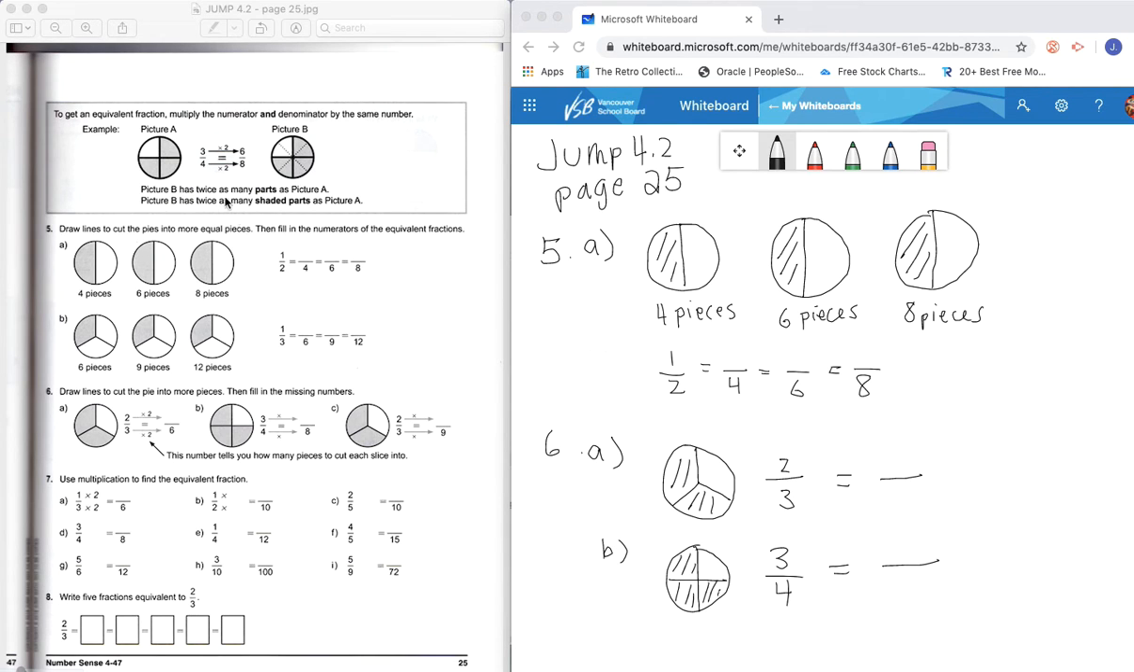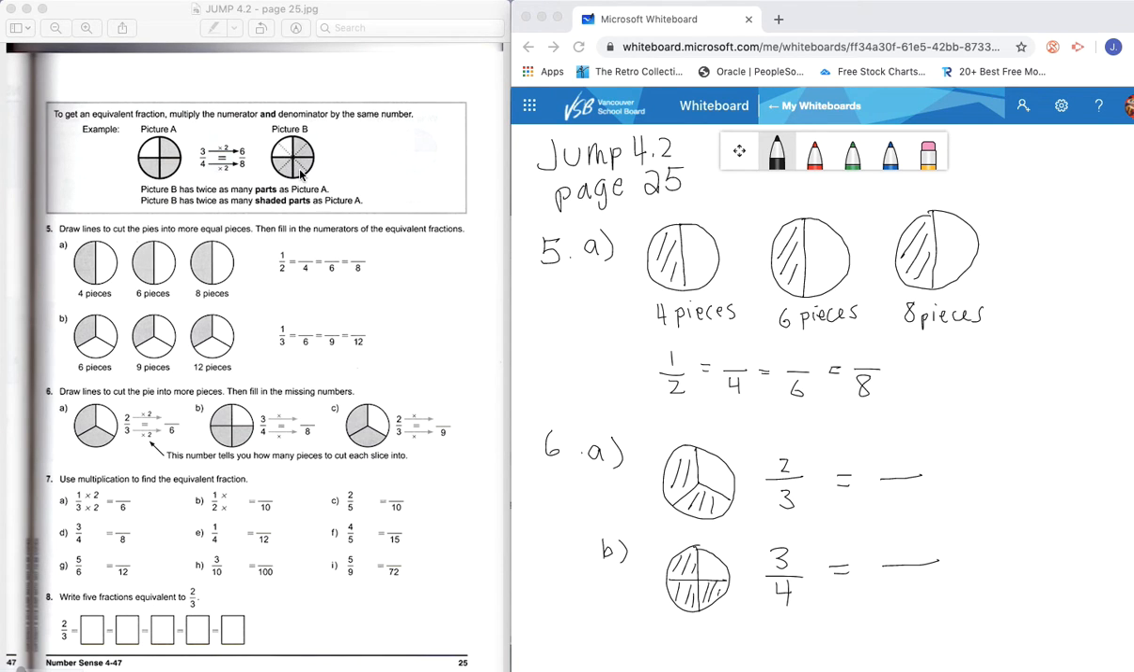So let's get started. We will look at the top box on page 25 first, and it says to get an equivalent fraction, multiply the numerator and denominator by the same number. So you can see that the circle, picture A, has been split into 4 parts and 3 are shaded, so the fraction is 3/4. And you can see the same circle in picture B, it has 4 parts and has three parts shaded.